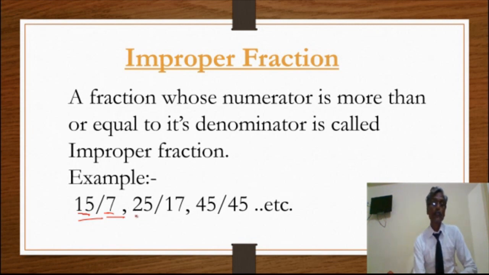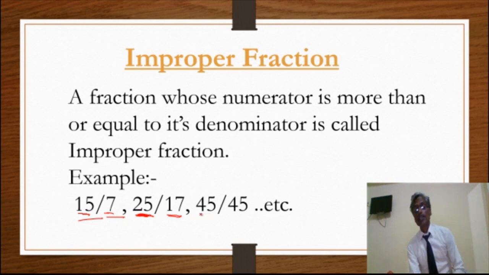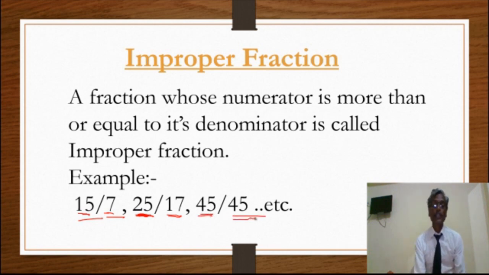Similarly, in the second example, 25 upon 17, its numerator is 25 and denominator is 17. Since numerator 25 is more than denominator 17, this fraction is an improper fraction. And in the third example, the numerator is 45 and the denominator is also 45. Since the numerator and denominator are both equal, this fraction is also an improper fraction.